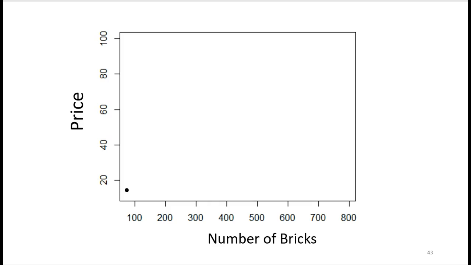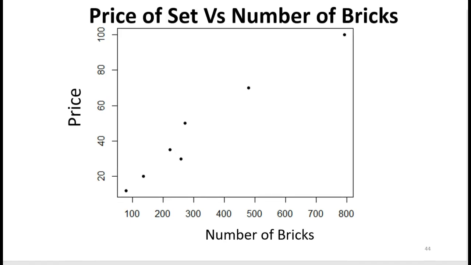Now we can add points representing each of the sets from the Dino collection. Looking at the first set, Ambush Attack, notice that the set costs $12 and contains 80 bricks. We want to place a dot where $12 and 80 bricks intersect. This plot illustrates this point. From here we can add the rest of the data points and a title. Scatter plots can be created by hand, using an online app, or with any statistical software.